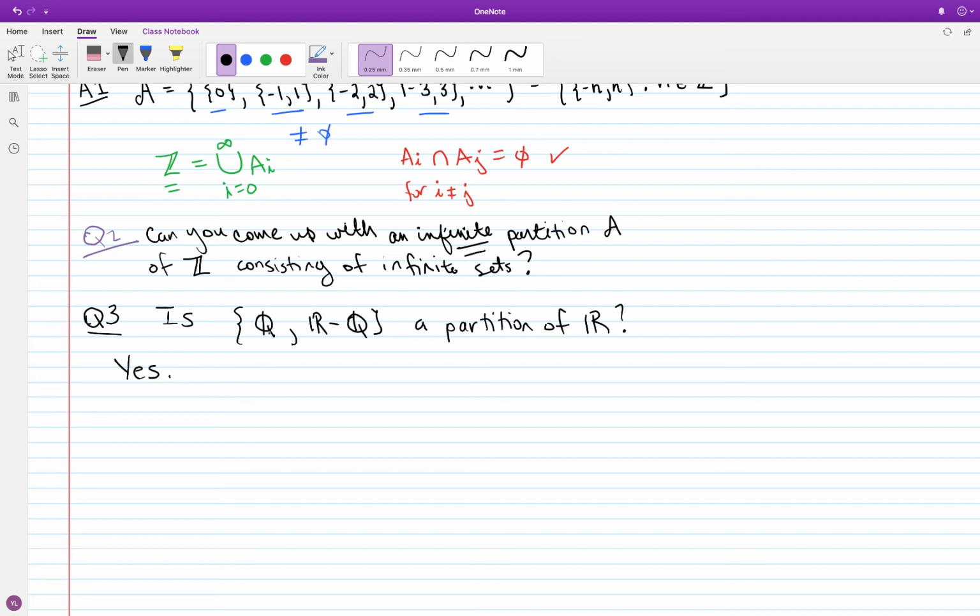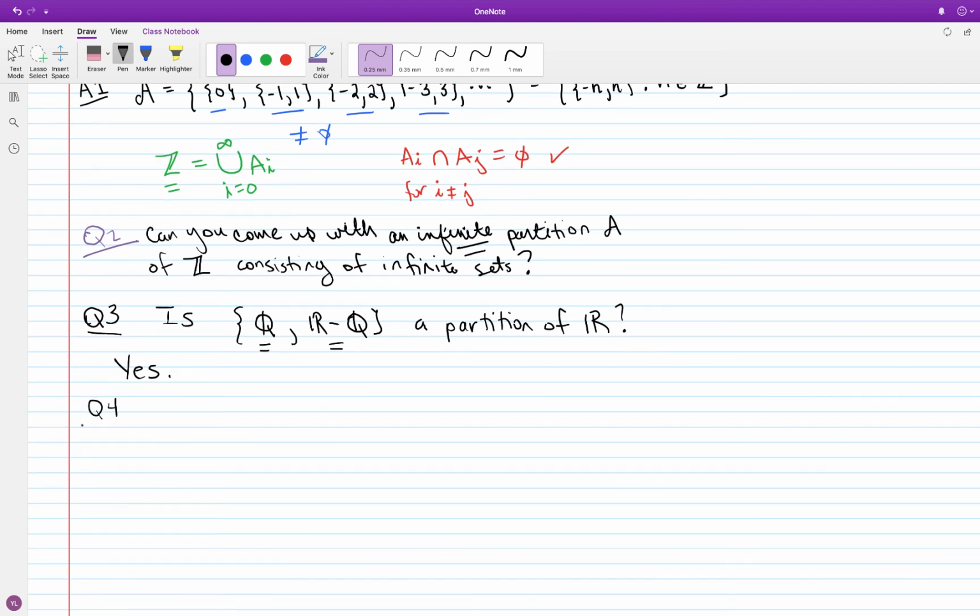And you can walk through one by one. I think it's relatively clear. Each of these sets is non-empty. The union is all of R, because this set contains exactly those real numbers that this one doesn't. And these two sets have empty intersection because no number is both rational and irrational at the same time.